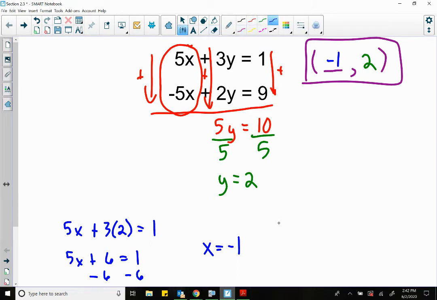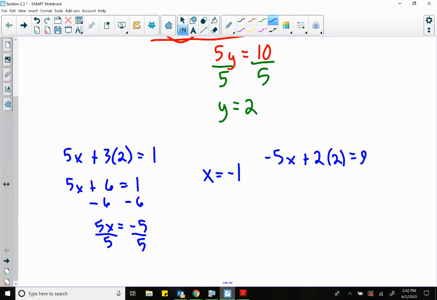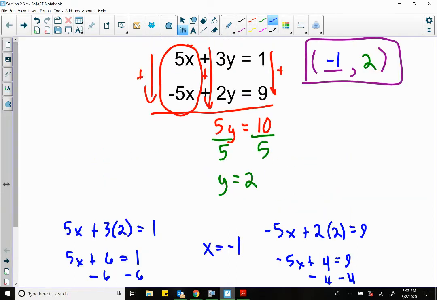So plugging into that, we would have -5x plus 2 times 2, because that was the y value, equal to 9. 2 times 2 is 4. So -5x plus 4 equals 9. Minus 4 minus 4, -5x equals 5. Divide by -5, divide by -5, and the answer is -1. So answer written as a point, -1, 2.